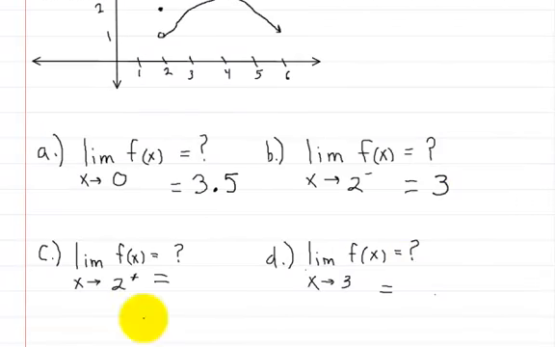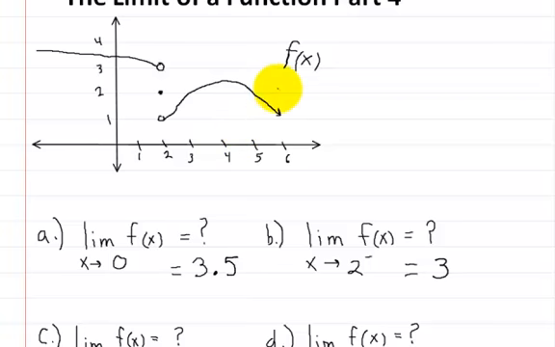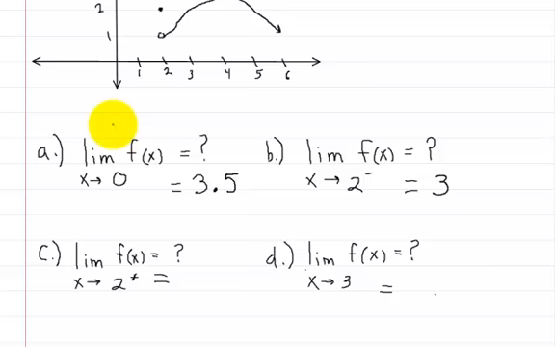Now let's go on to C. In C, the limit of f of x as x approaches 2 from the right, so let's see here. So here's f of x, and we're approaching 2 from the right, so we're coming this way. And as we get to 2, we're actually going to get the answer of 1. So the answer to this is 1.